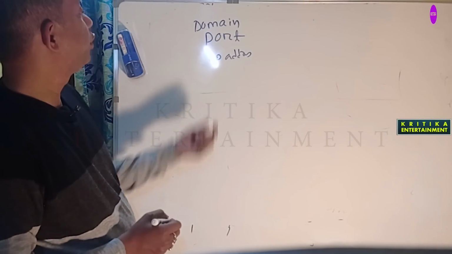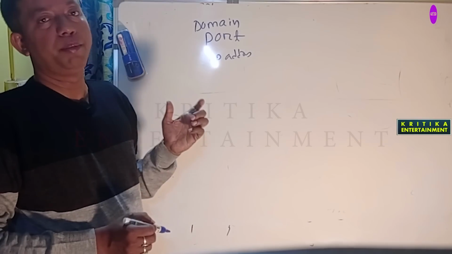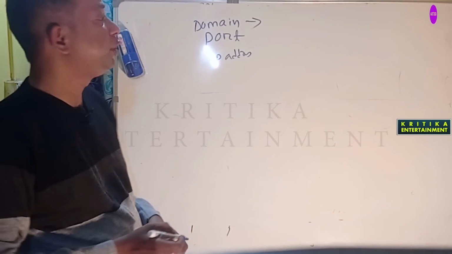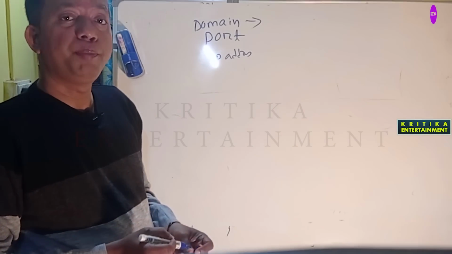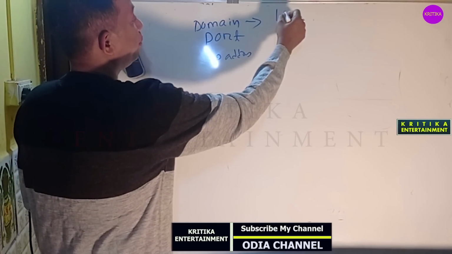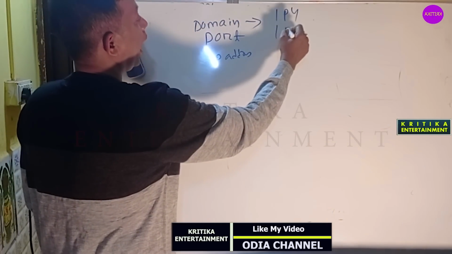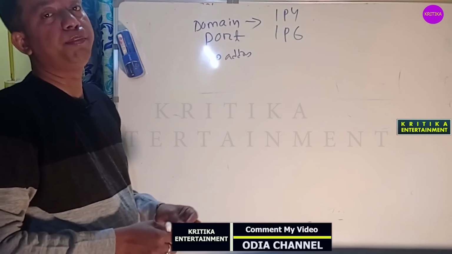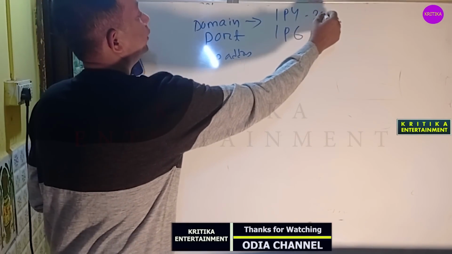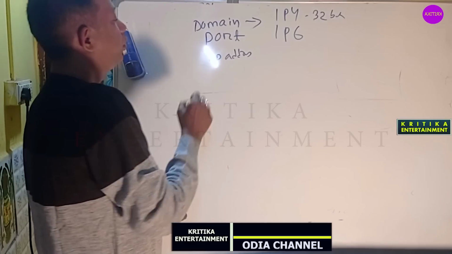A socket is associated with a domain, a port, and an IP address. First, the domain. Domain means the internet domain, which is called the IP version. IP version means whether you are using IPv4 or IPv6. IPv4 is 32-bit.